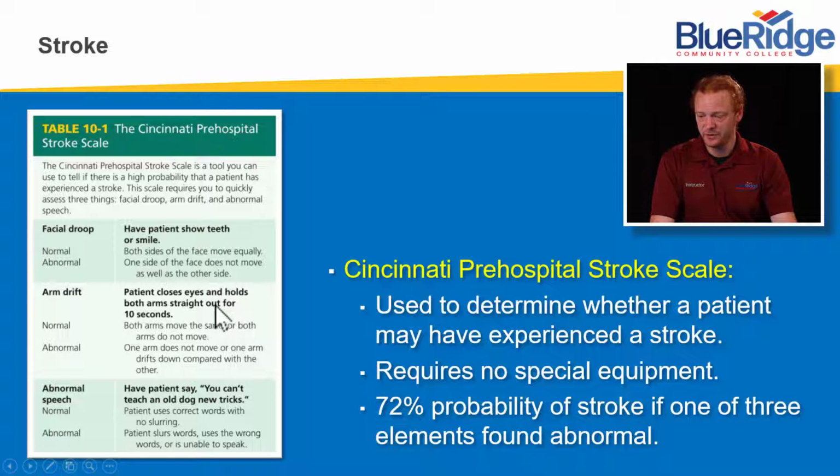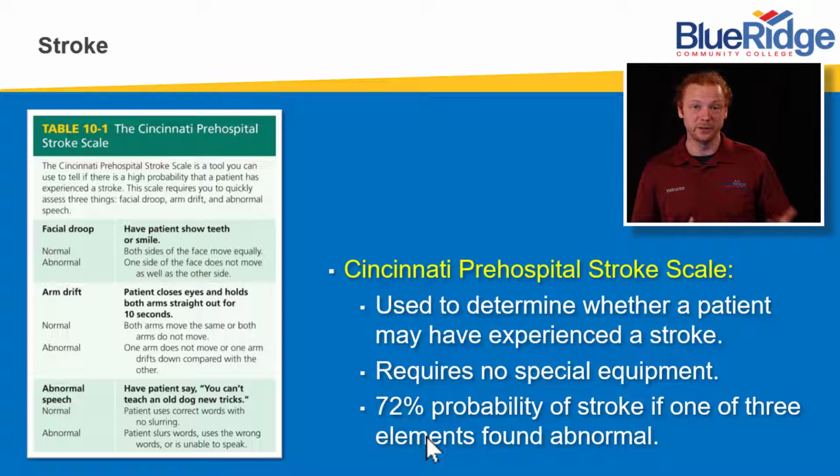Say, can you teach an old dog new tricks? This is for abnormal speech. Normal, the patient uses the correct words with no slurring. And abnormal, the patient slurs the words, uses the wrong words, or is unable to speak or even understand what you said. Any of those can be considered positive for a recent stroke or having a current stroke.